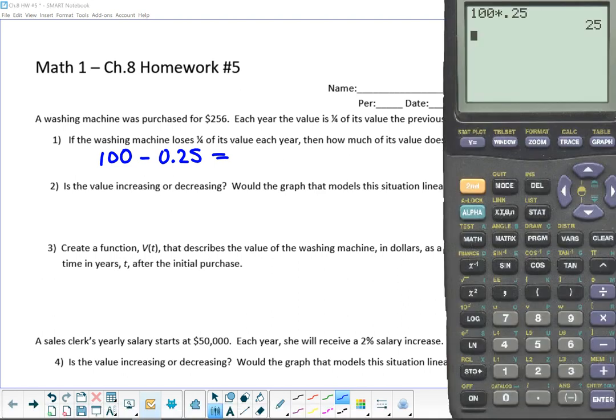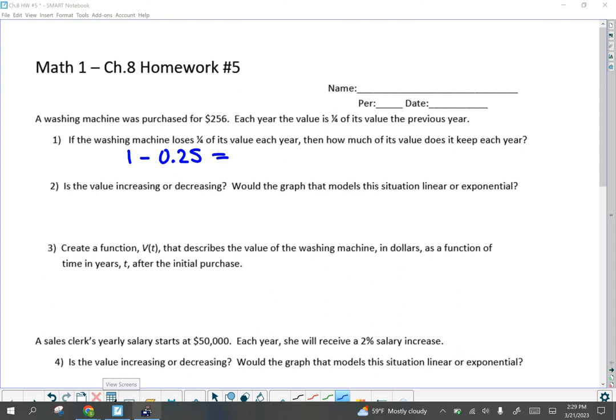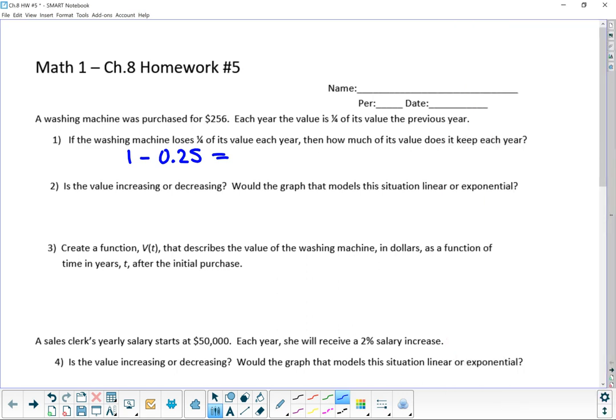I was thinking that it didn't actually make sense. All right, so if you go 100% minus 25%, you get 75%. Actually, it shouldn't be 100, it should be 1. So 1 represents 100%. So if you go 1 minus 0.25, you still get 0.75. And so how much of its value does it keep? It keeps 75%. So we can call it 0.75, or you can call this 75%.